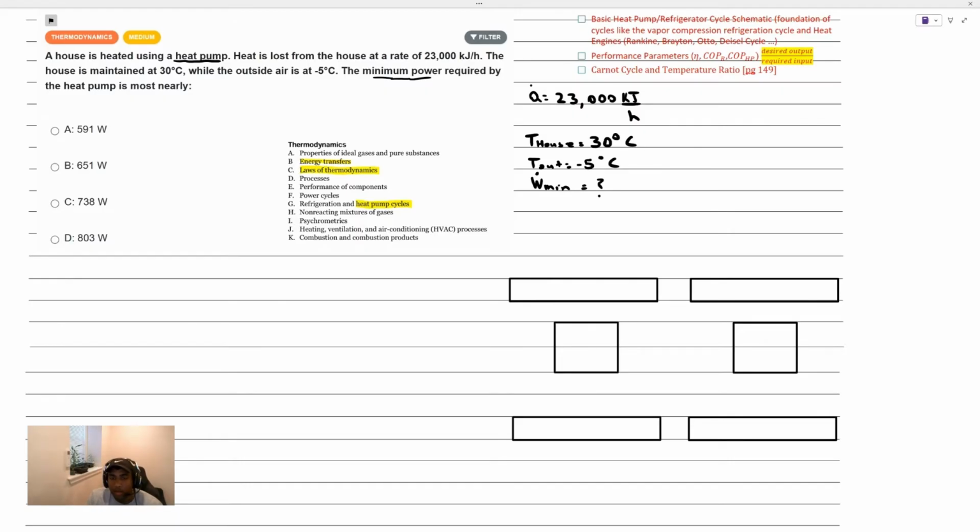Okay, so the first thing I'd like to do for this problem, which is really focused on heat pump cycles and in general some energy transfers and the laws of thermodynamics, is to go over some points that I have in the upper right of the screen there.